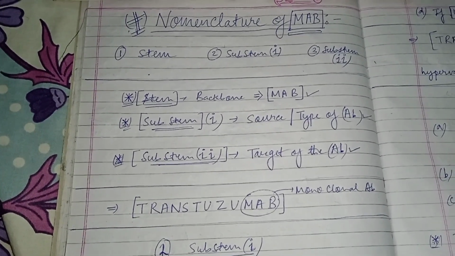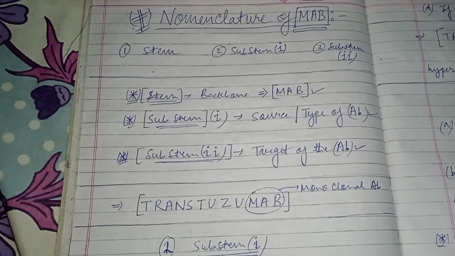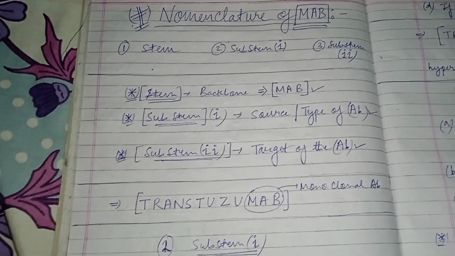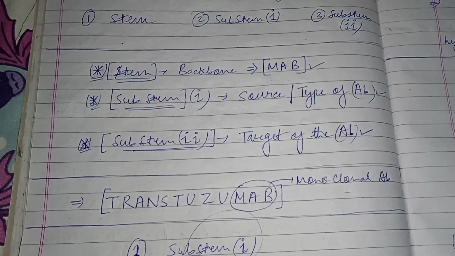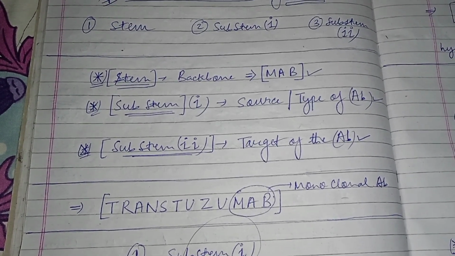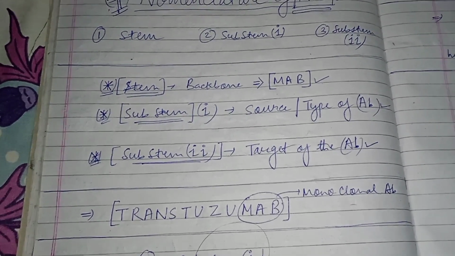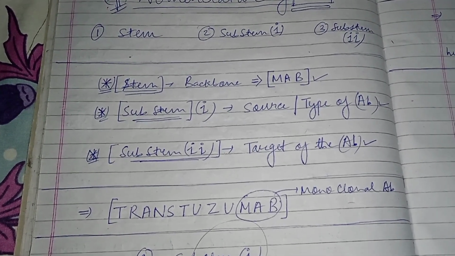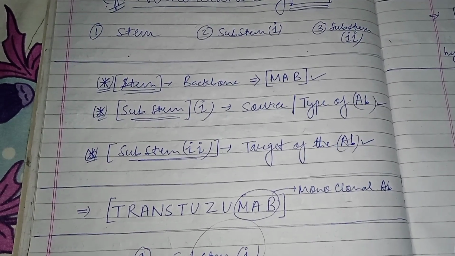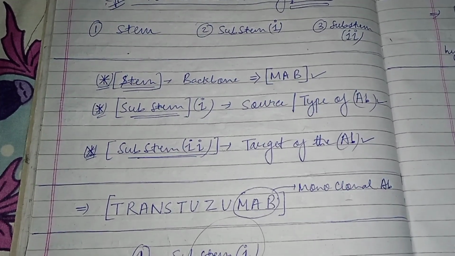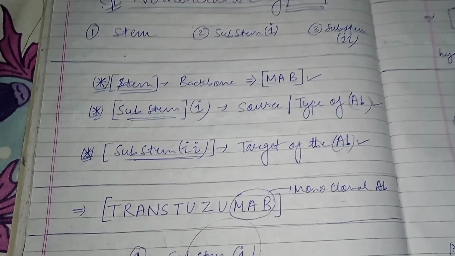So here you can see that three names have been written: stem, substem 1 and substem 2. So what does the term stem mean here? The term stem means the backbone, which tells us about the suffix, that is mAb, monoclonal antibody, and it is fixed. Then substem 1 tells us about the source or the type of the antibody, and substem 2 tells us about the target of the antibody.